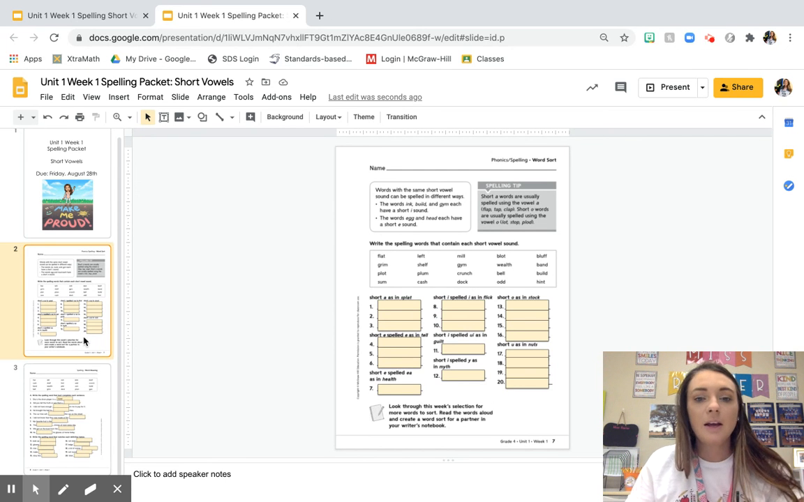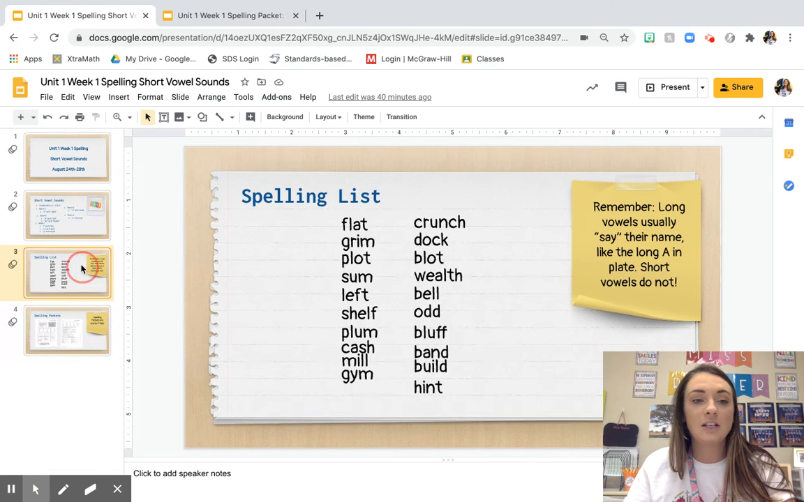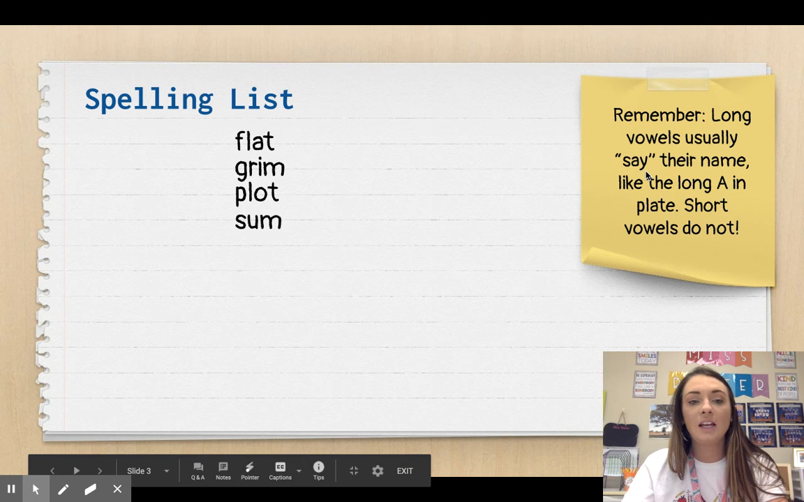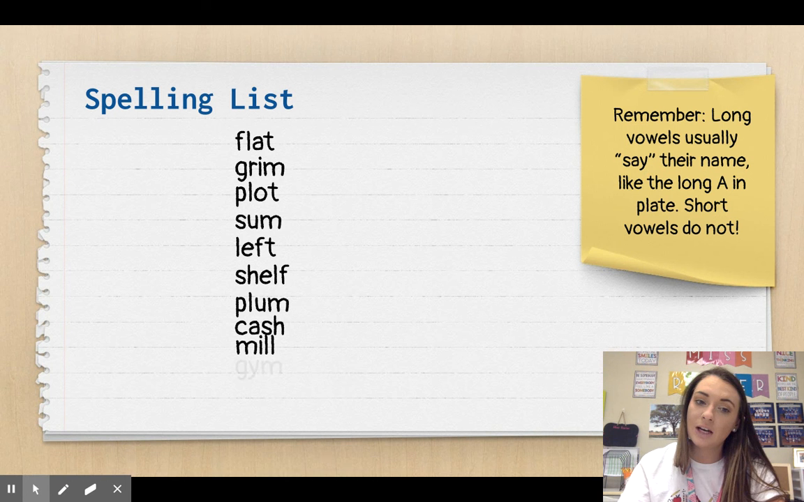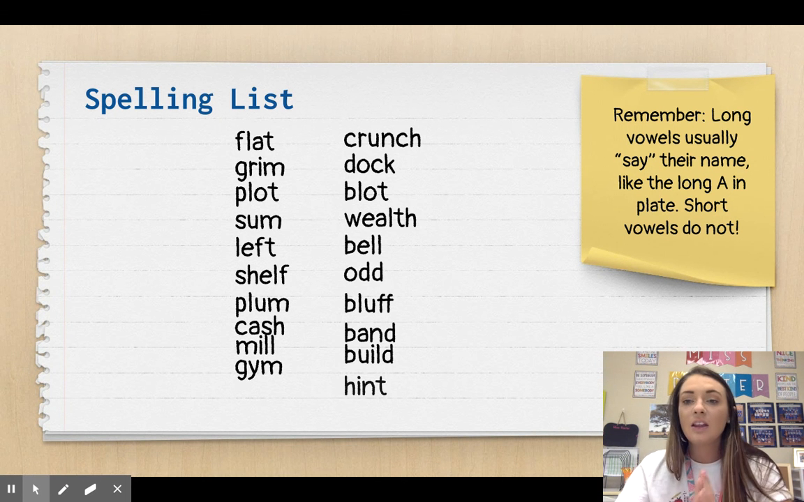That is a great way to practice, but that is not something that we are going to assign for your packet. When we are practicing our spelling words, throughout the week, I'm going to send you guys links to practice all of these spelling words, to go through them and to make sure that you know how to spell them using the short vowel sounds. So make sure we're practicing.